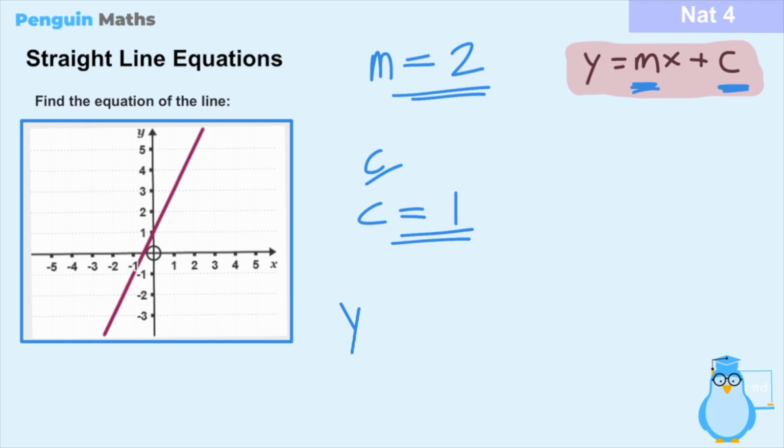So that would mean we end up with y is equal, m is 2, so we have 2x plus 1. And that's the equation of this line right here.